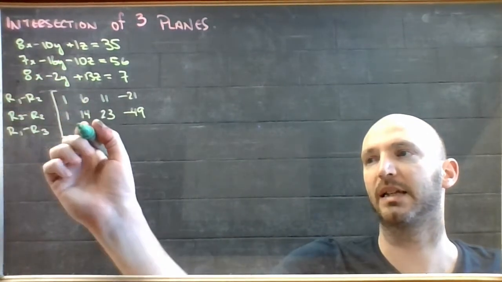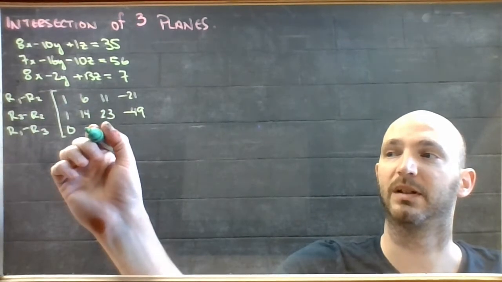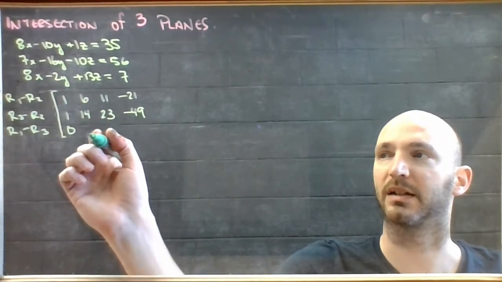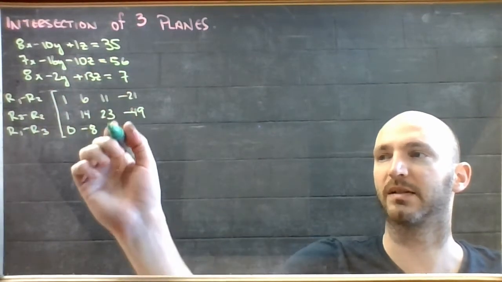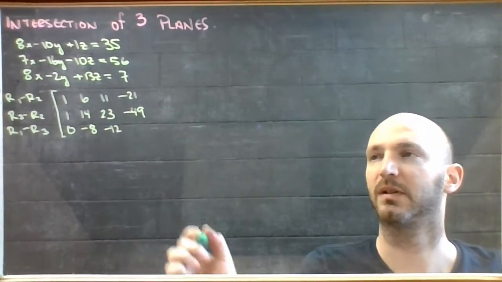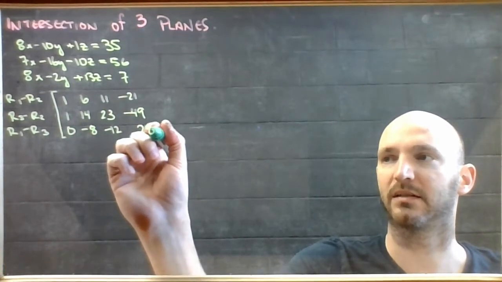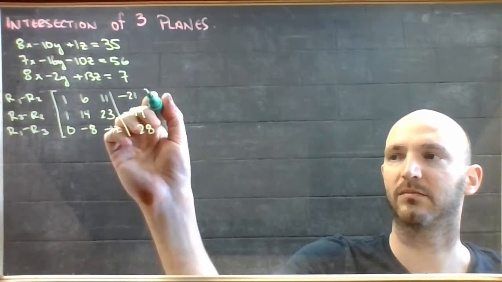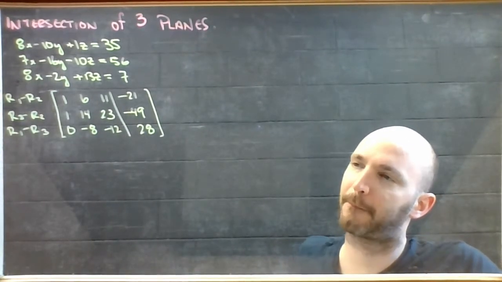And then 8 minus 8 is gone. Negative 10 subtract negative 2 is negative 8. And then 1 subtract 13 is negative 12. 35 subtract 7 is 28. Okay, that's a whole bunch of gross.